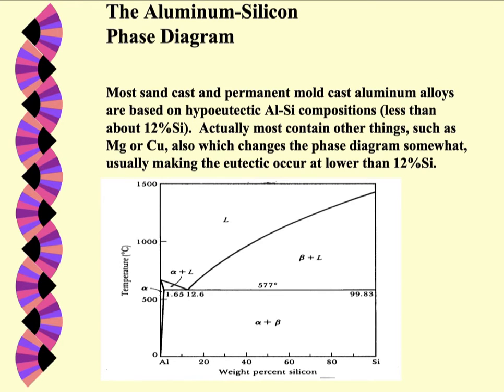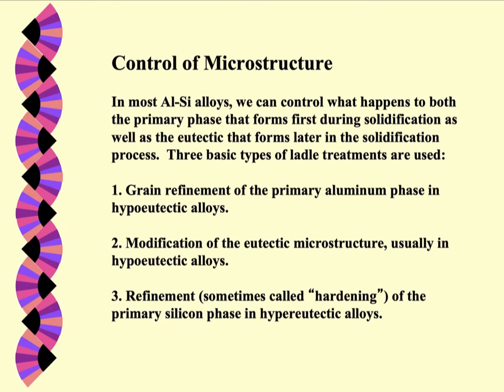Anyway, that eutectic thing's pretty important. We're going to talk about it in a minute. Okay, so how do we control the microstructure in aluminum? Now, aluminum's pretty simple, and in the past you just cast the stuff and assumed that it worked. Okay? But we can do some things that improve the mechanical properties.